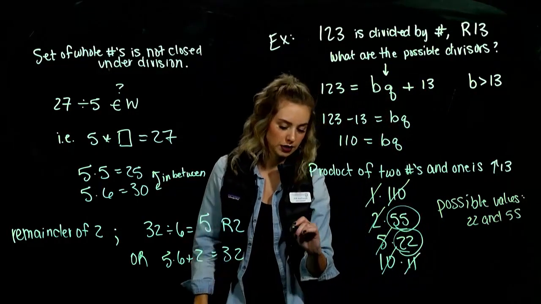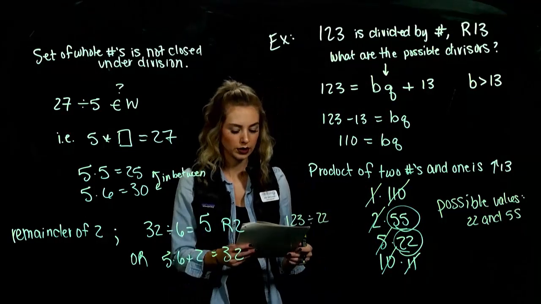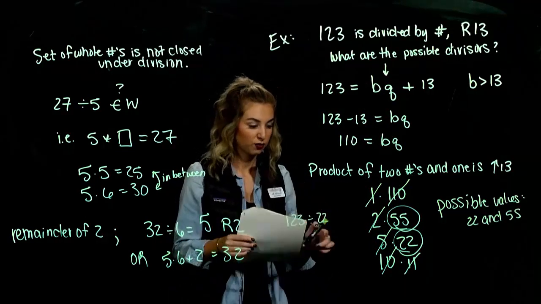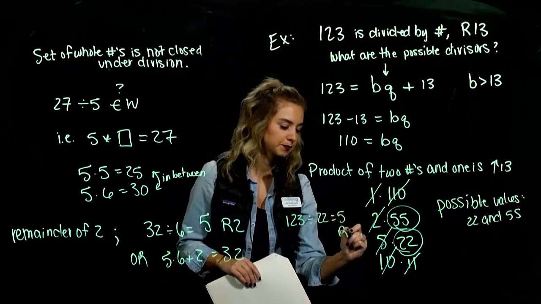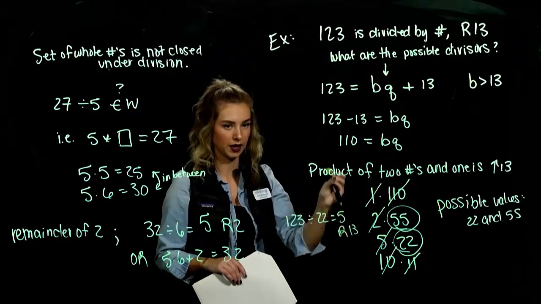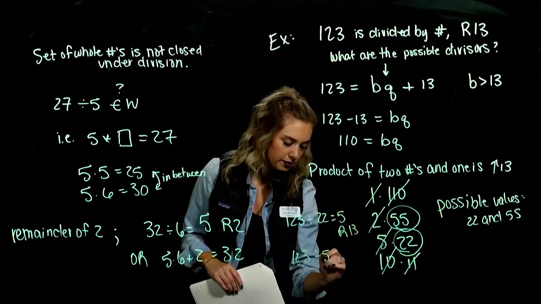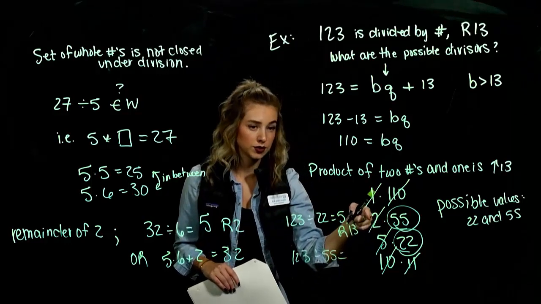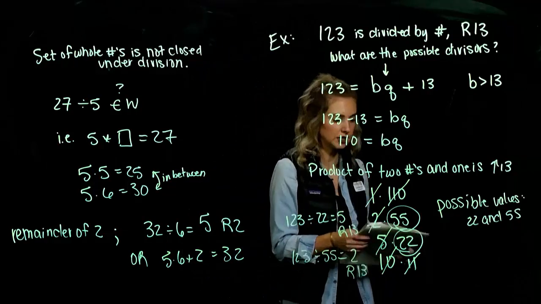And we could double check if we actually throw it in. If I take 123 and I divide it by 22, what is it going to produce? 5 with a remainder of how many? 13. So we have that case done. 123, if we divide it by 55, our other option, it's going to produce 2, and we have a remainder of what? 13.